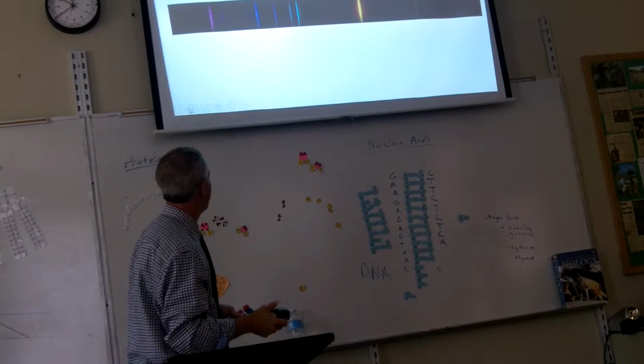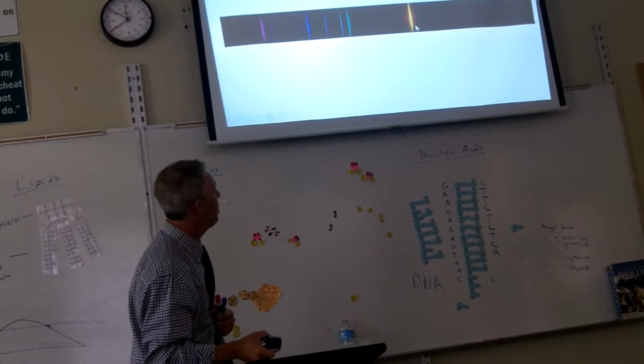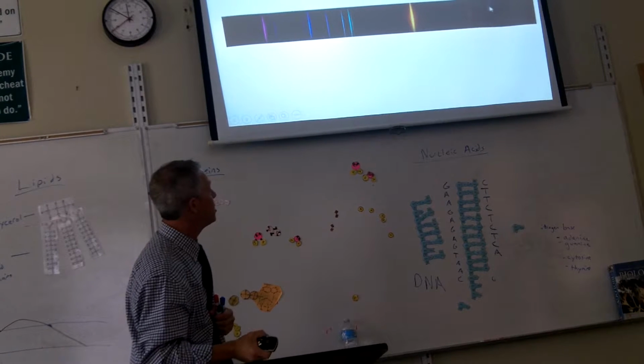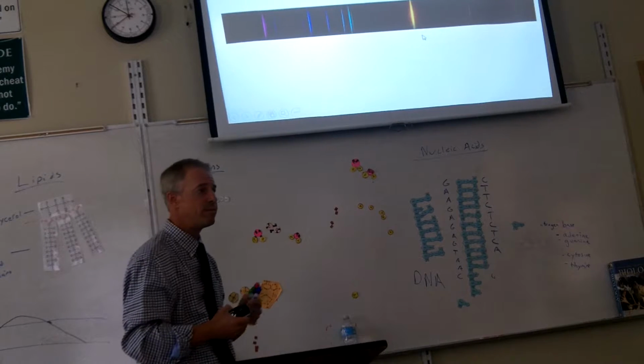What's helium look like? Helium, there's a lot more of this yellow-green than anything else, so helium ends up looking kind of yellow when it's glowing.